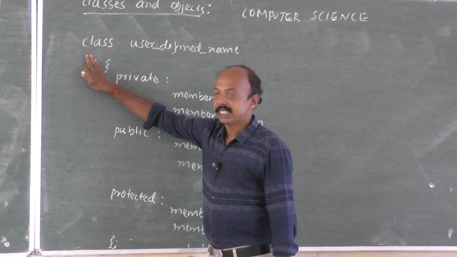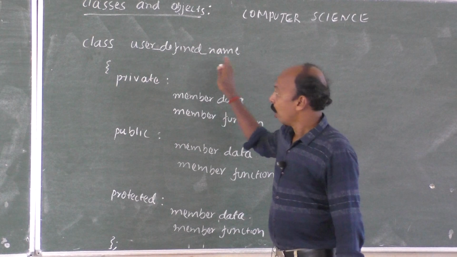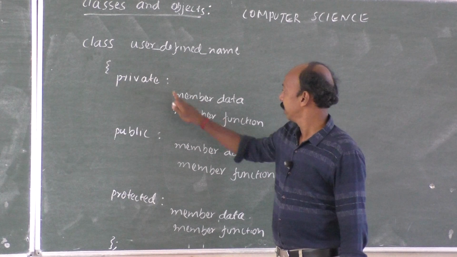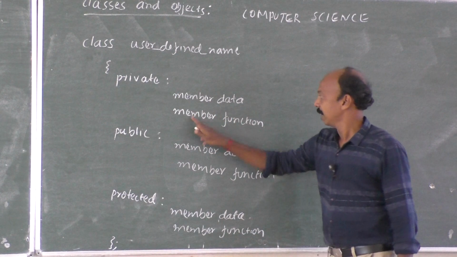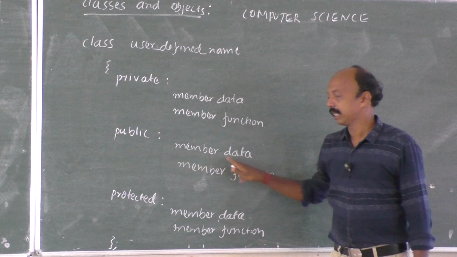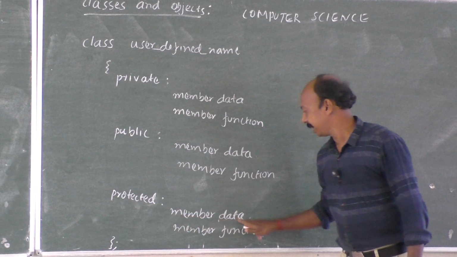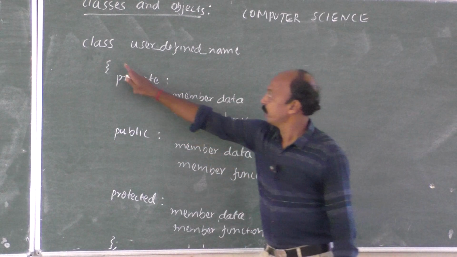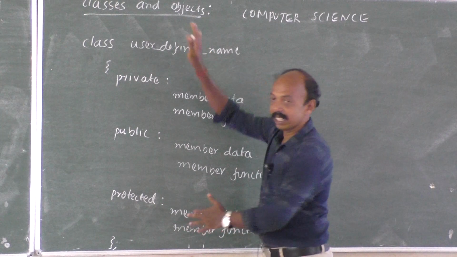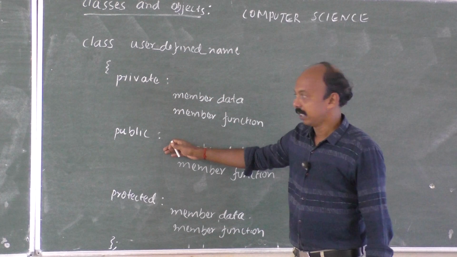The syntax is: class, user defined name, open flower bracket, private, colon, member data, member function, public, colon, member data, member function, protected, colon, member data, member function, close the flower bracket here, semicolon. This is the syntax of the class. We have seen the difference between the private and public.